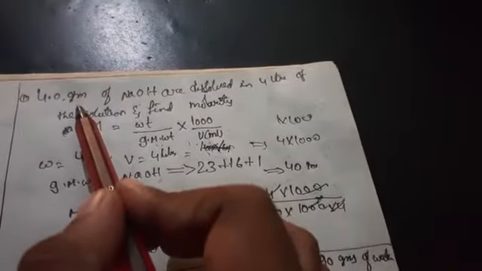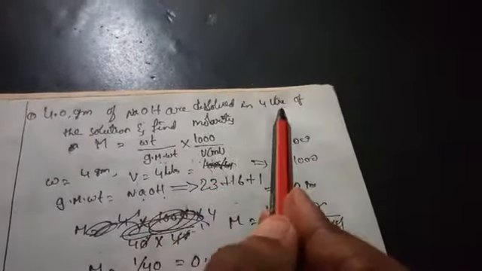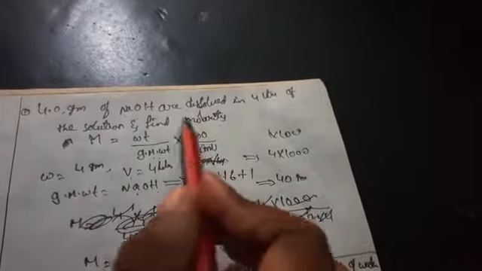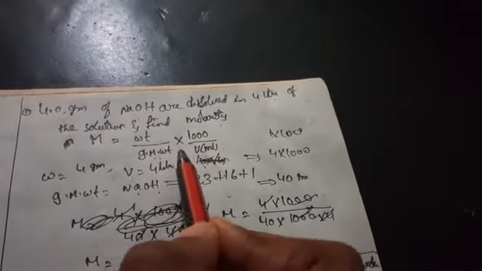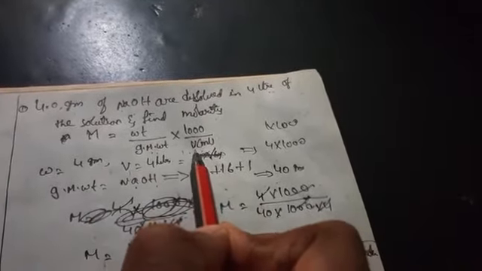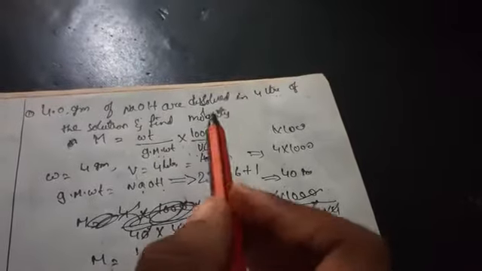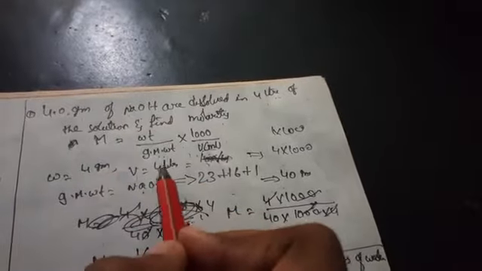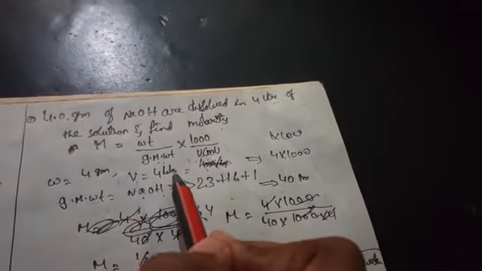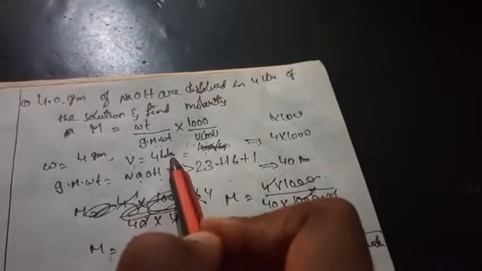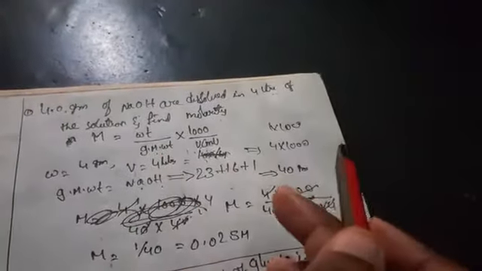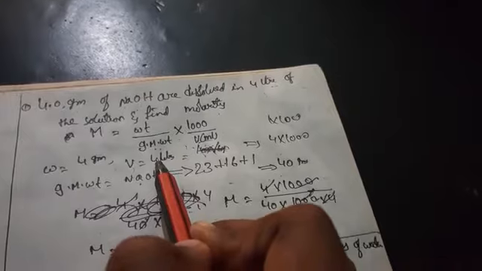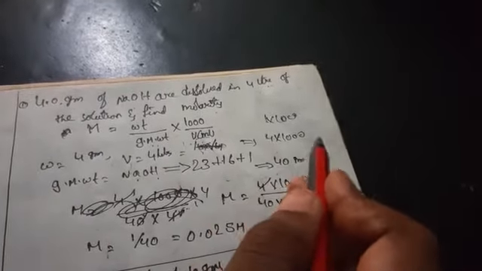See, once again I am explaining to you. 4.0 grams of NaOH are dissolved in 4 liter of the solution, and find molarity. What is the formula of the molarity? Weight by gram molecular weight into 1000 by V, with V in ml, but in our question he has given liters. Weight he has given 4 grams, volume 4 liters. We should convert into ml. If 1 liter is equals to 1000 ml, then 4 liters is 4 into 1000 ml.